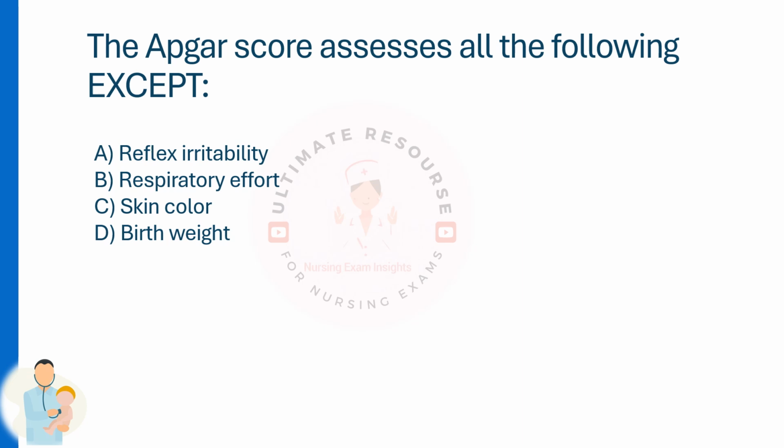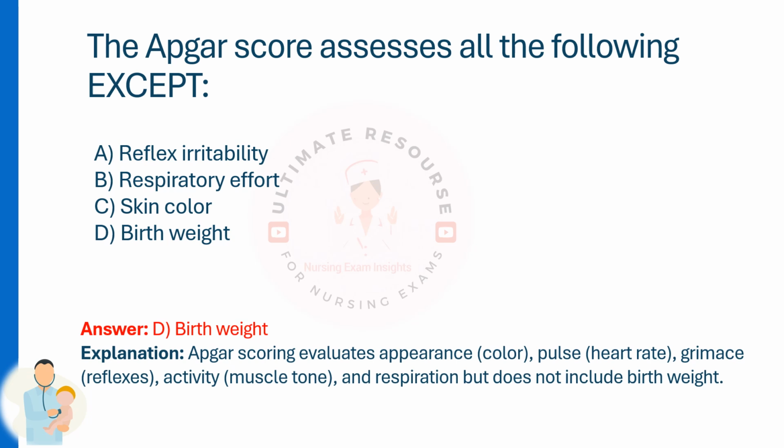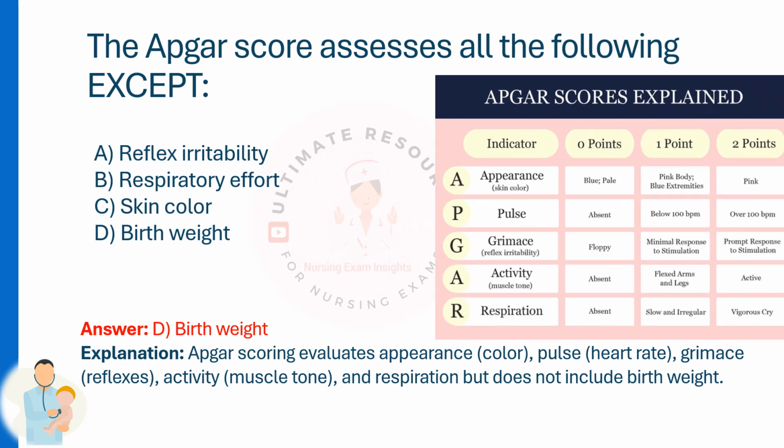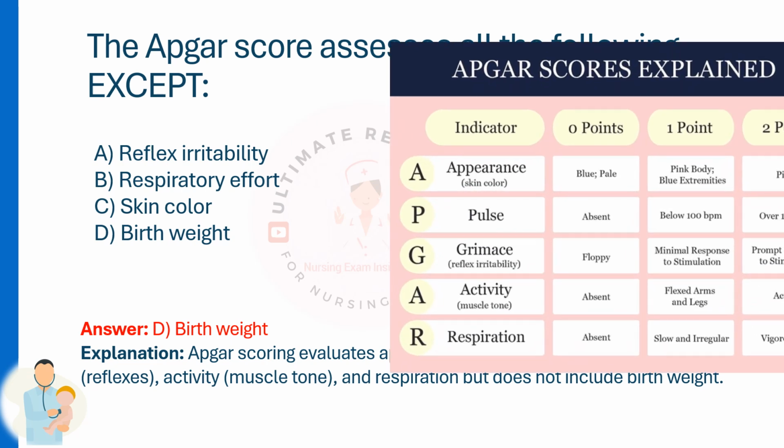The Apgar score assesses all the following except: Options are A. Reflex irritability, B. Respiratory effort, C. Skin color, D. Birth weight. The answer is D. Birth weight. Apgar scoring evaluates appearance, that is skin color, pulse, heart rate, grimace, otherwise known as reflex irritability, activity, that is muscle tone, and respiration, but it does not include birth weight.